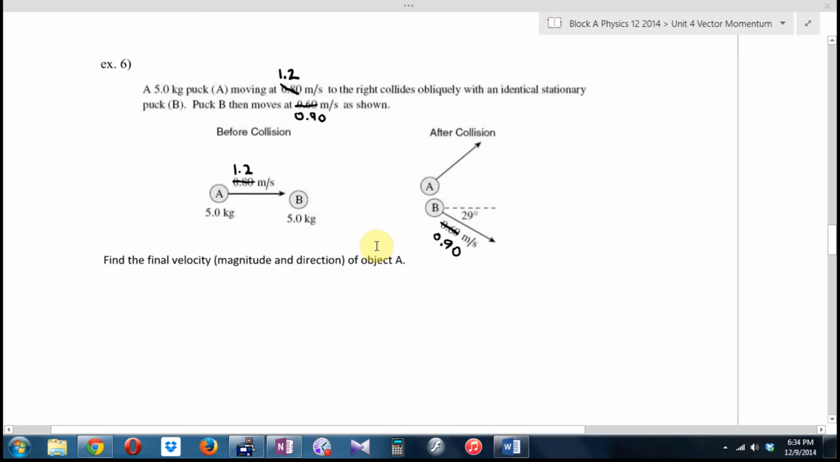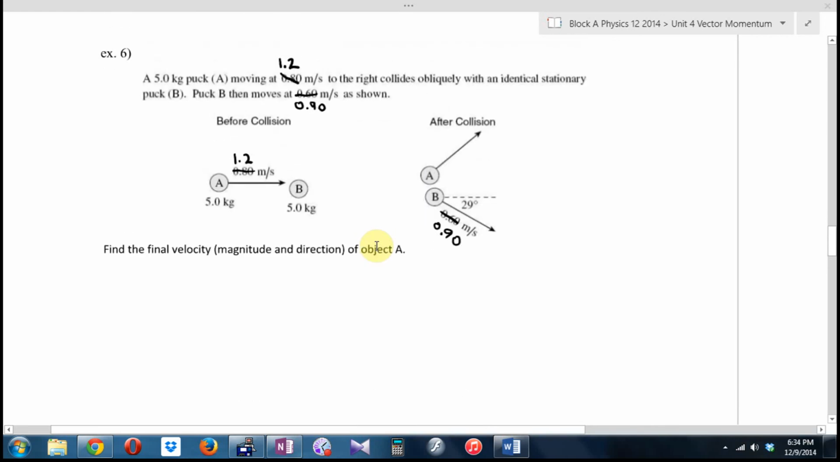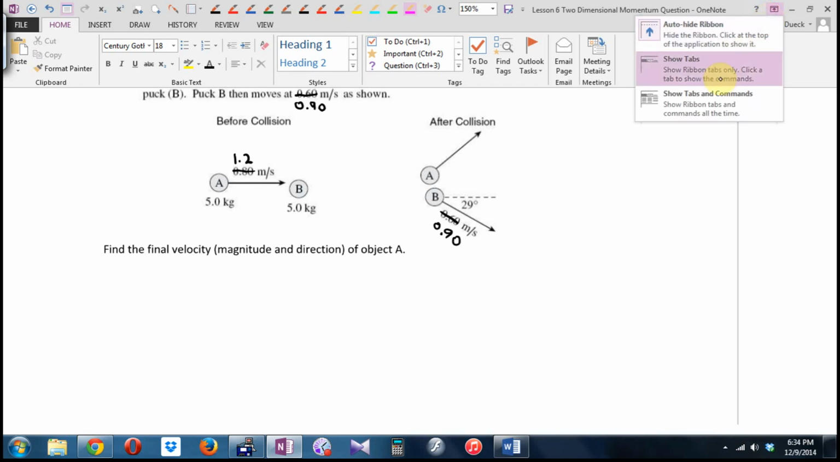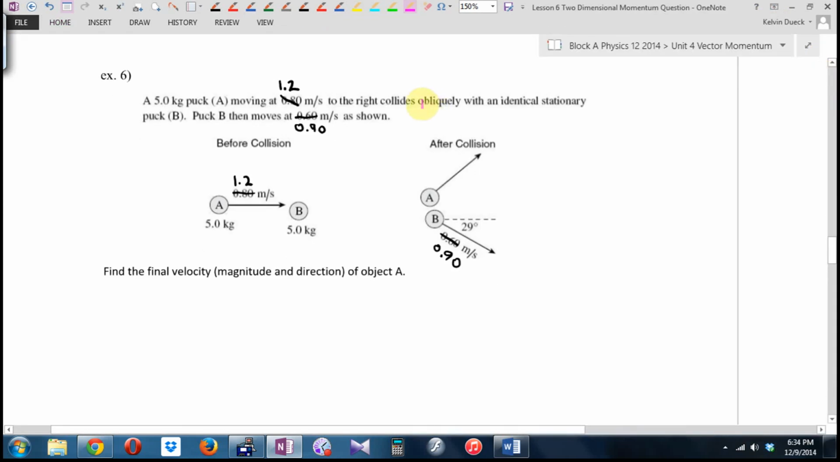Example 6 says a 5 kilogram puck A, moving at 1.2 meters per second. Yeah, I just took a question from a different diagram and changed it, in case you're wondering. Collides obliquely. The word obliquely is a fancy word for at an angle like that. Not straight on, not head on. So if it was a head-on collision, that's not an oblique collision. With an identical stationary puck, puck B then moves at 0.9 meters per second, as shown. Final velocity, magnitude, and direction of object A. Is there a collision?